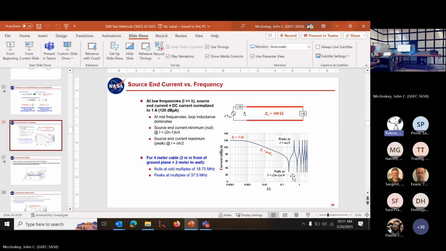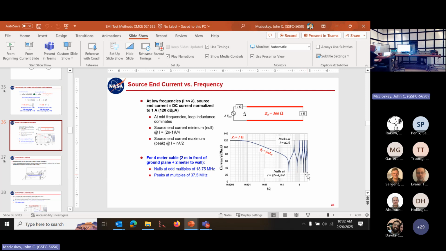I would think that the flight harnesses have already been designed. At least the CAD guy knows how long the cable is. Maybe, but I'm just throwing that out as one example. The point here is, even if they are the right cable lengths, you might be masking something, right? You may have some significant emissions at these frequencies where you have these nulls that you're not going to see.